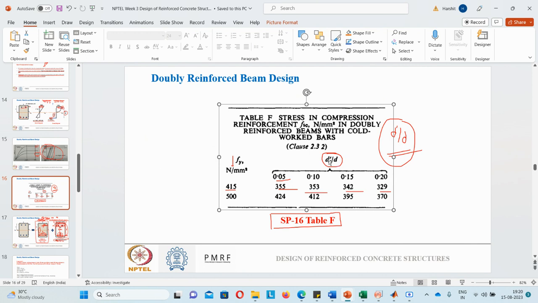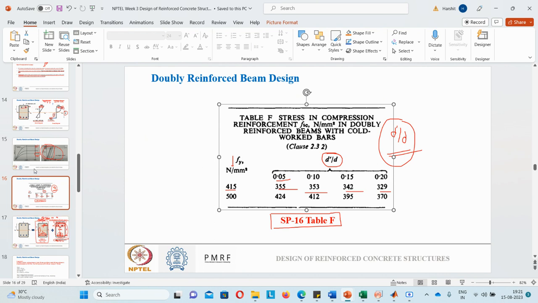No, no. d dash by d is the ratio that we will get from the design. Like d dash by d is these values, 0.05, 0.1, 0.15, and 0.2. So this is how you will get the d dash by d ratio. And for this ratio and for this grade of steel, we can calculate the compression reinforcement.